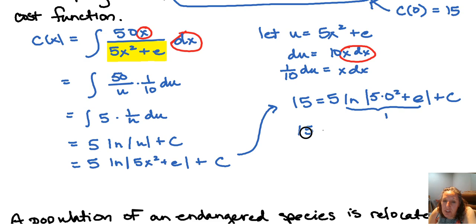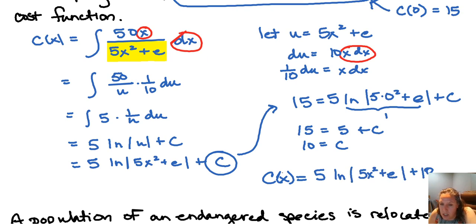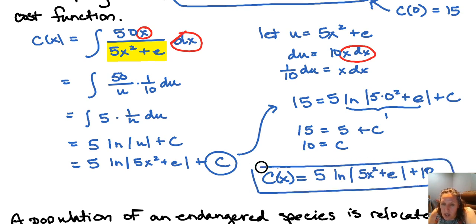So what we get is 15 equals 5 times 1 plus c. So that means that our constant of integration there is equal to 10, and our cost function, we'll just plug that 10 back in for the c in our cost equation, so we get 5 times the natural log of the absolute value of 5x squared plus e, close our absolute value, plus 10. And that is our cost function.